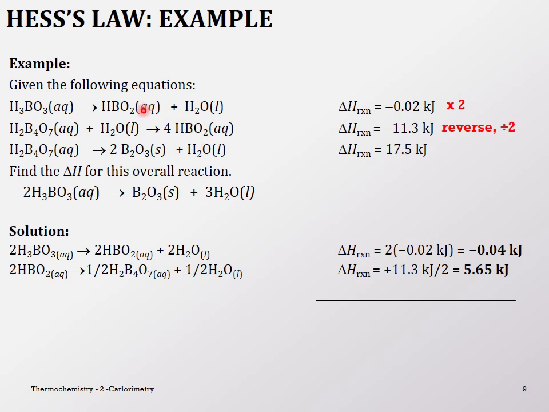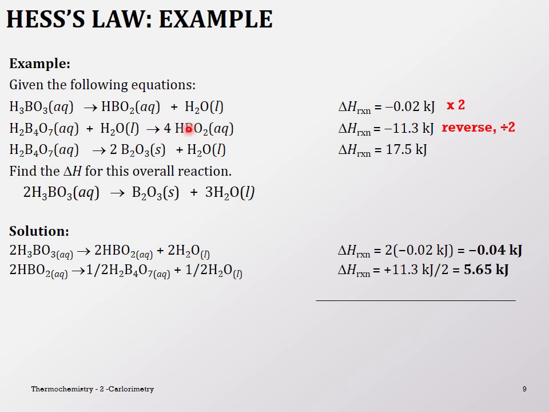Now remember, we multiplied the first equation by 2 in order to get 2 moles of H3BO3, which means we also have 2 moles of HBO2. So if we divide this by 2, we will actually have 2 HBO2, so we should be able to cancel this out.